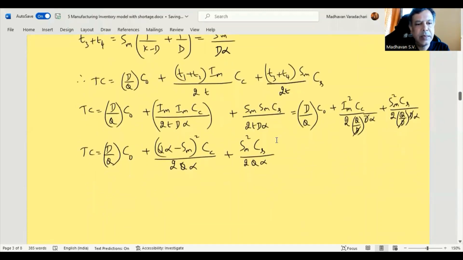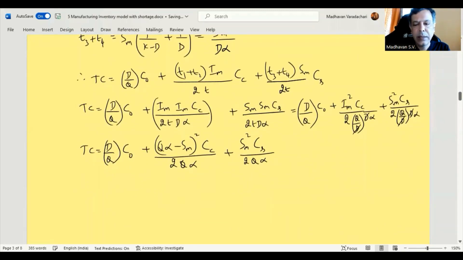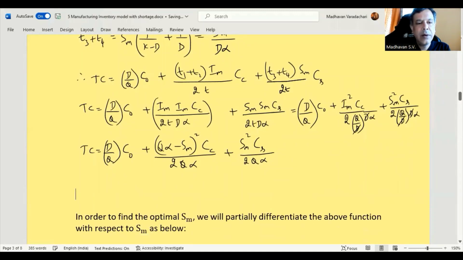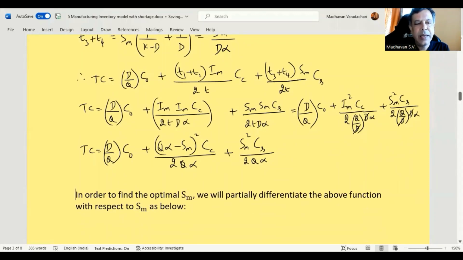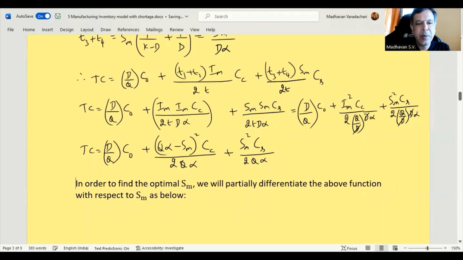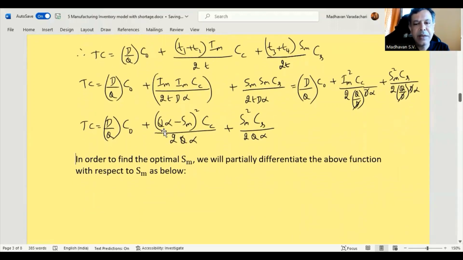So this is our total cost function. Now, in order to find the optimal Sm value, that is maximum shortage value, we will partially differentiate this function with respect to Sm as below, which means partial derivative of Tc with respect to Sm. First term does not involve any Sm, so it becomes 0.